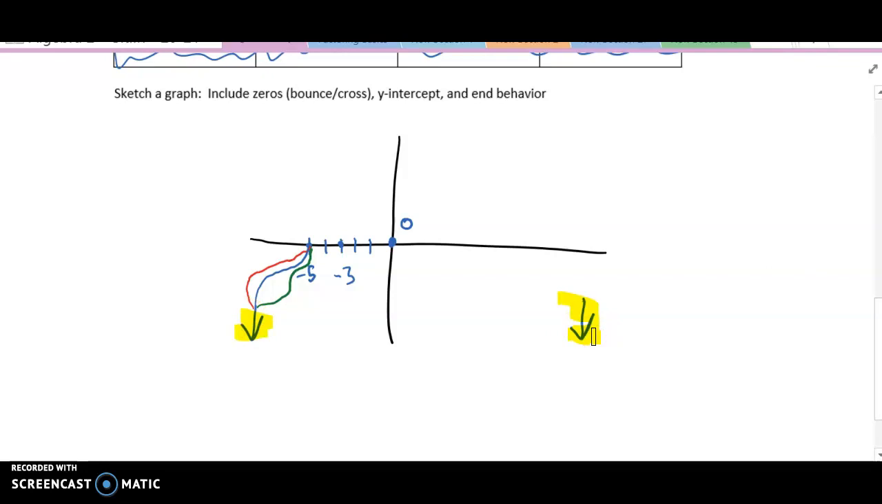whether you're bouncing or crossing. So what I'm saying here is don't get fixated on how you should get from one point to another. There is some artistic liberty to have there. So red, green, and blue are all good lines because they all go towards that -5.